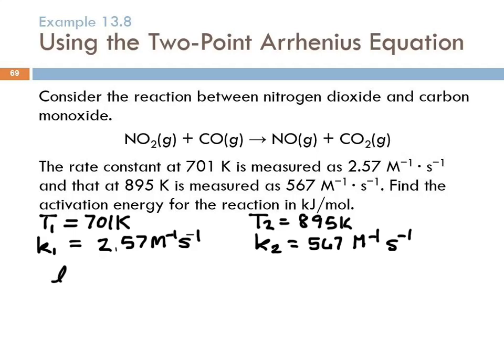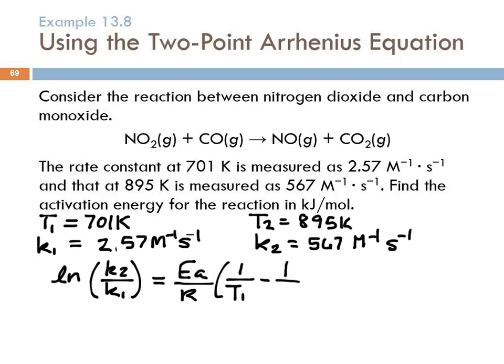So now we need the 2-point form of the Arrhenius equation. ln(k2/k1) is equal to EA over R times 1 over T1 minus 1 over T2, not 2. T and 2 both start with a T.